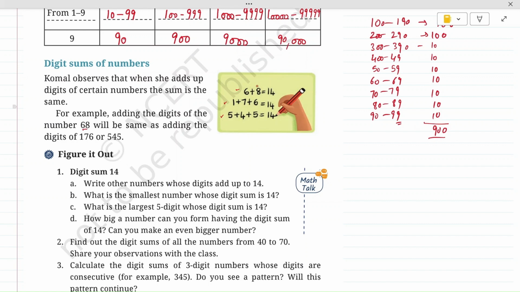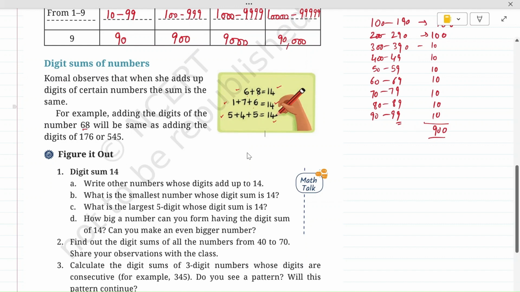68 is a number and the digits are 6 and 8. She is adding and she is getting 14. Similarly, in 176, she is adding all the digits and again she is getting the same number 14. And similarly with 545, she is adding and getting the same number 14. So what she has observed here is that when she is adding the digits of certain different numbers, the sum is same here. Okay, so these are nothing, just the number place, kids.